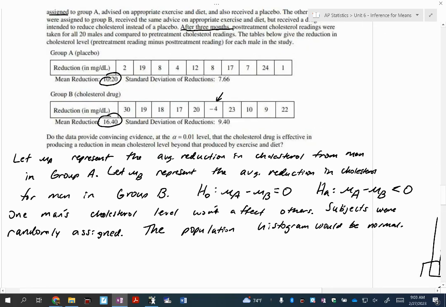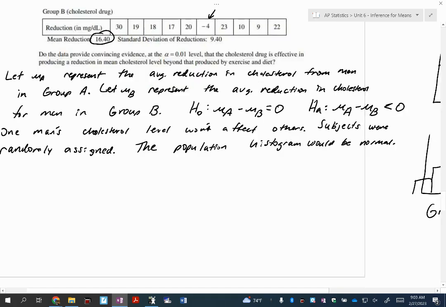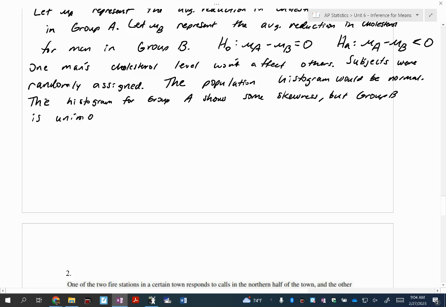Yes, I know the overall average mean reduction was greater than Group A for Group B, but ultimately they were the only one that had a man actually his cholesterol went up. So I'm going to say the histogram for Group A shows some skewness, but Group B is unimodal and roughly symmetric.